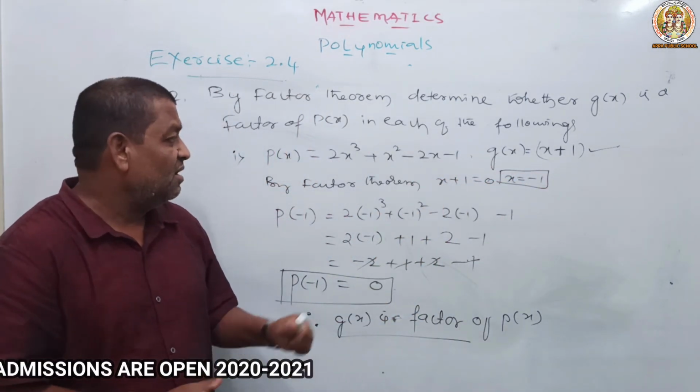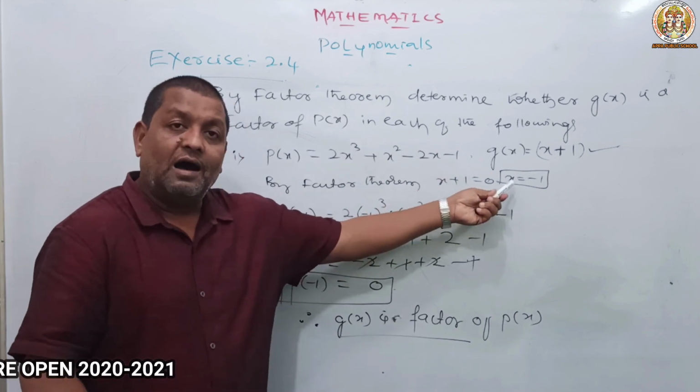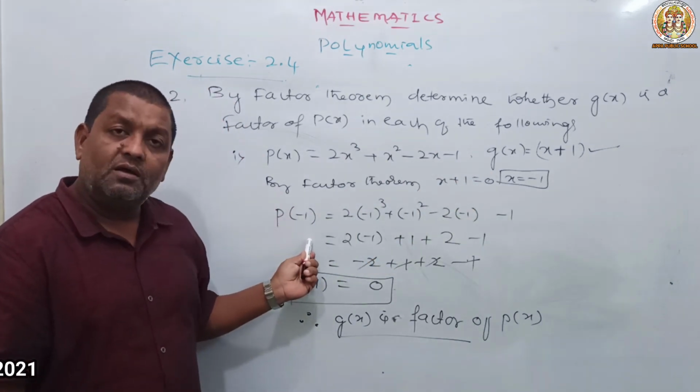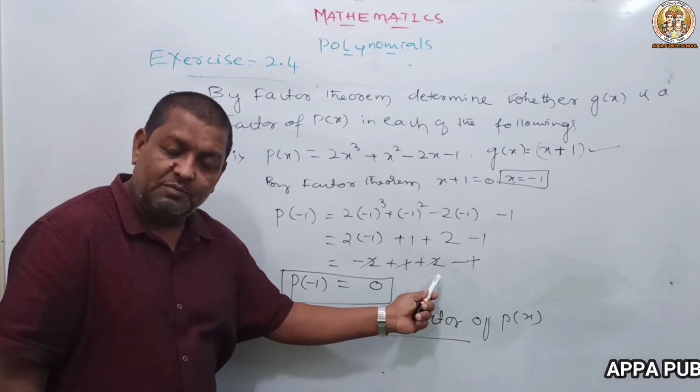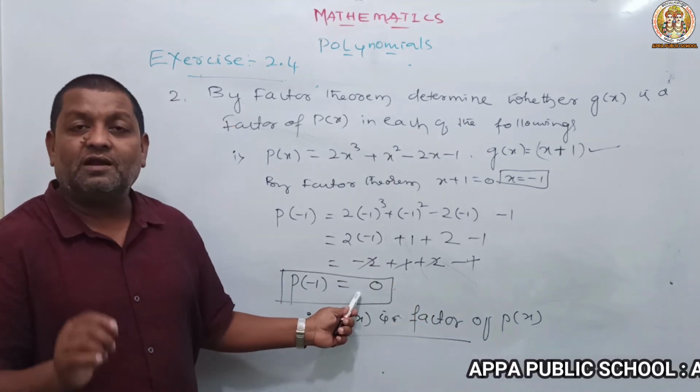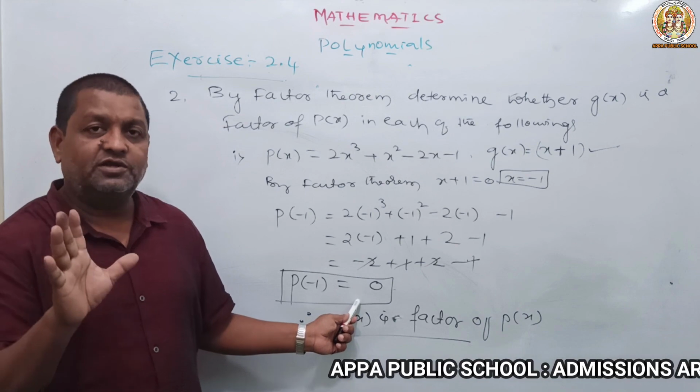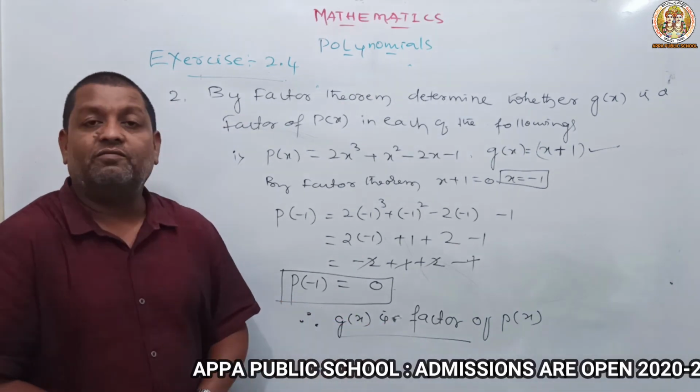What is the procedure? Find the value of x. Afterwards, substitute in the polynomial. Do simple simplifications. Check whether the remainder we got is 0 or not. If you got 0, then definitely it is a factor.